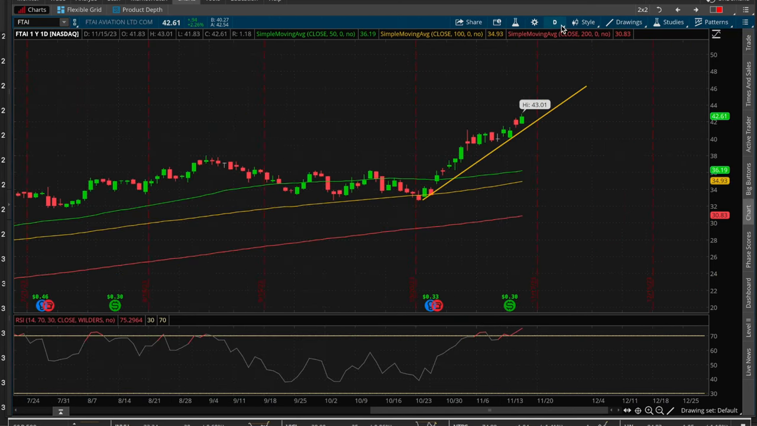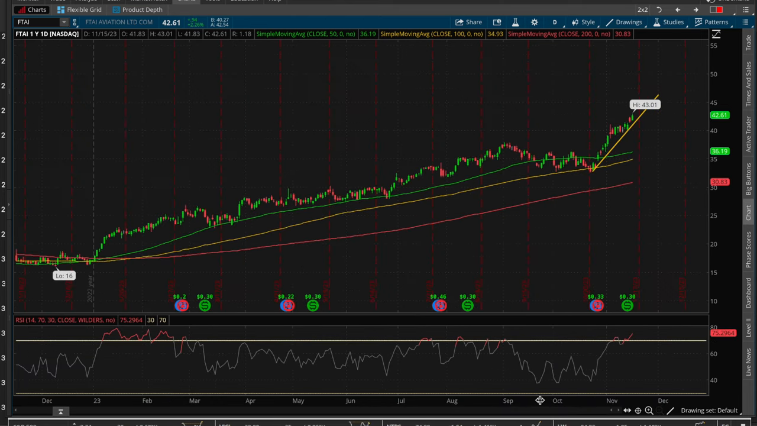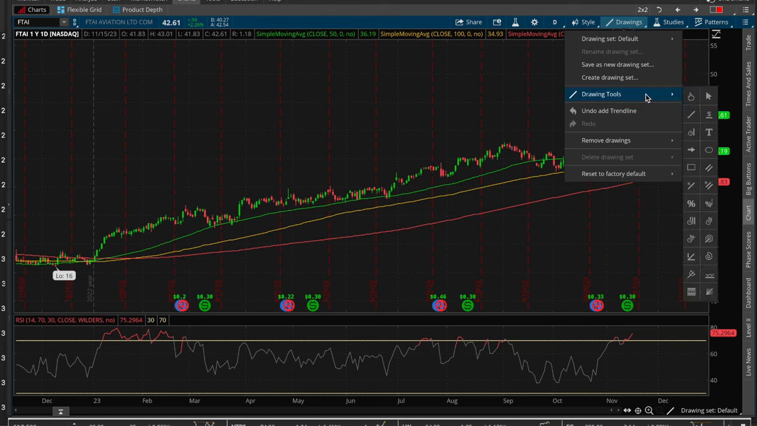some of its levels. Okay, so we're looking at July 24th all the way to November. Let's see if we can get some more time in here. Okay, yeah, so this is on a pretty big uptrend, pretty much the whole year. And let's go ahead and get some levels. So we have the low and the high. Let's get our fibs on here.